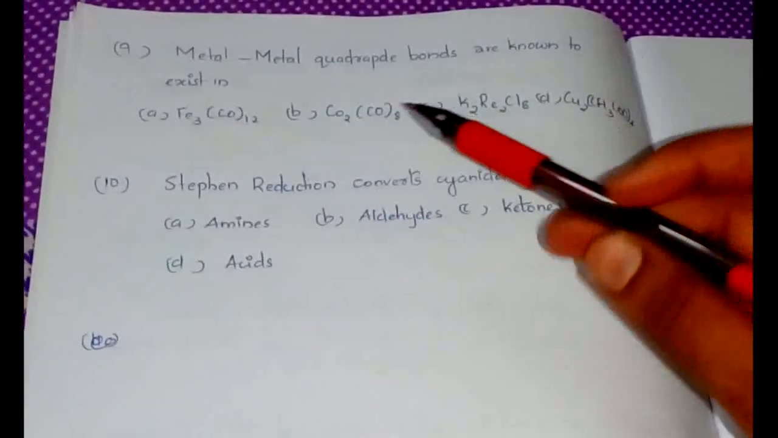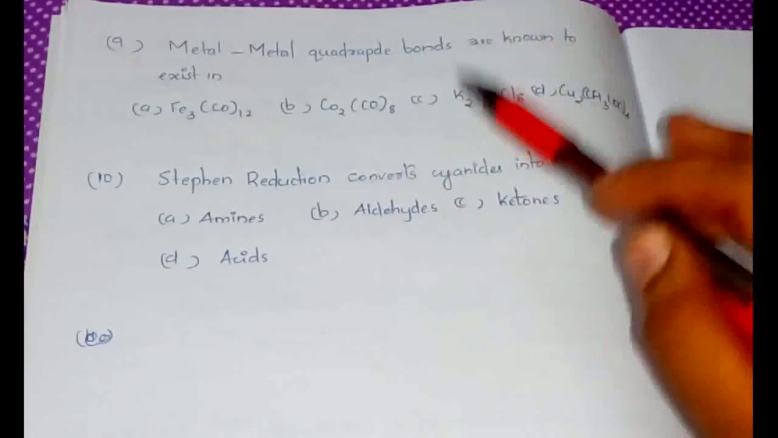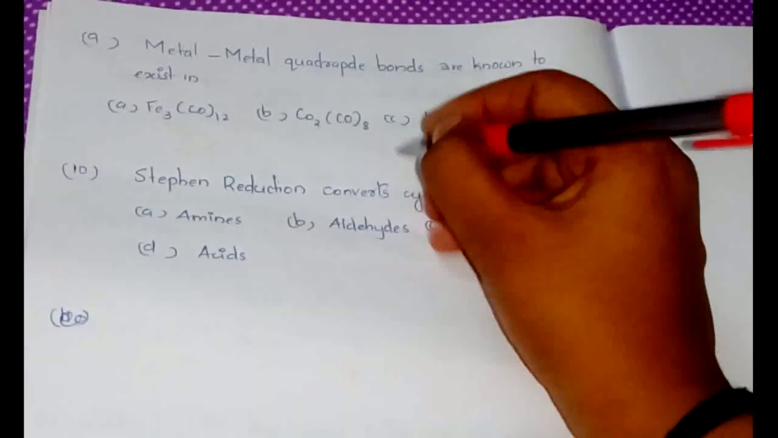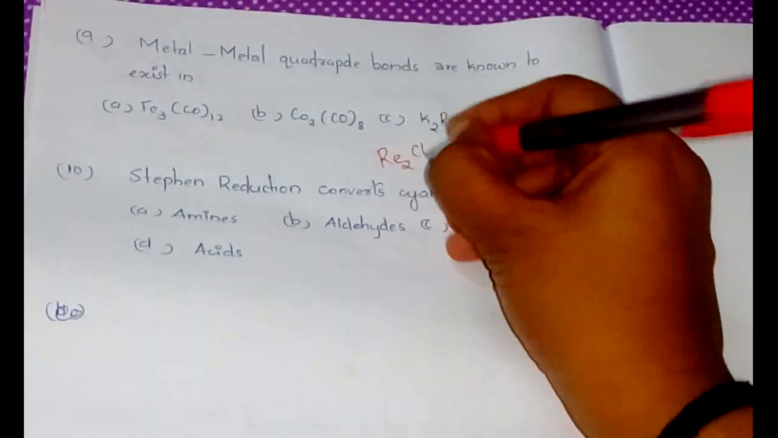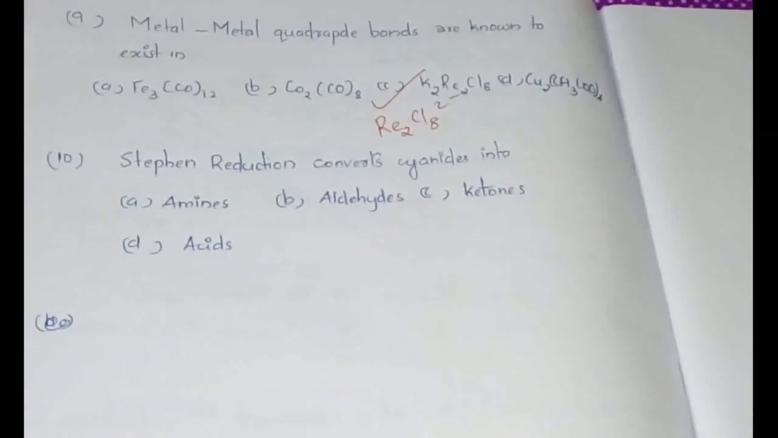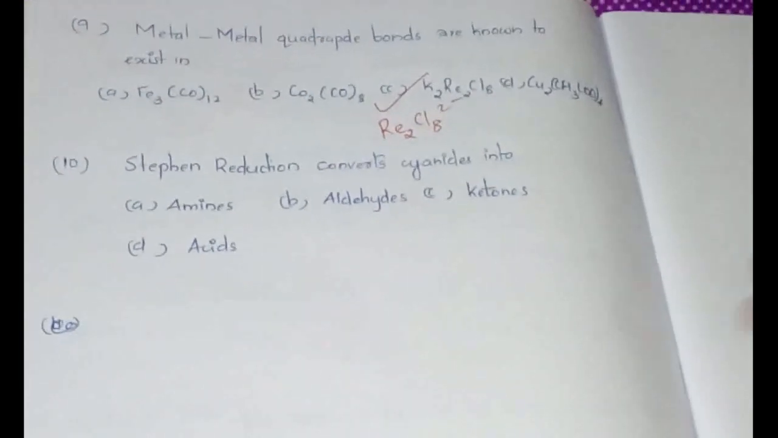Another extremely important question for all exams including CSIR NET is this: metal-metal quadruple bonds are known to exist in. It was first found in Re2Cl8 2-. So definitely option C would be the answer. It is K2Re2Cl8, meaning Re2Cl8 2-.